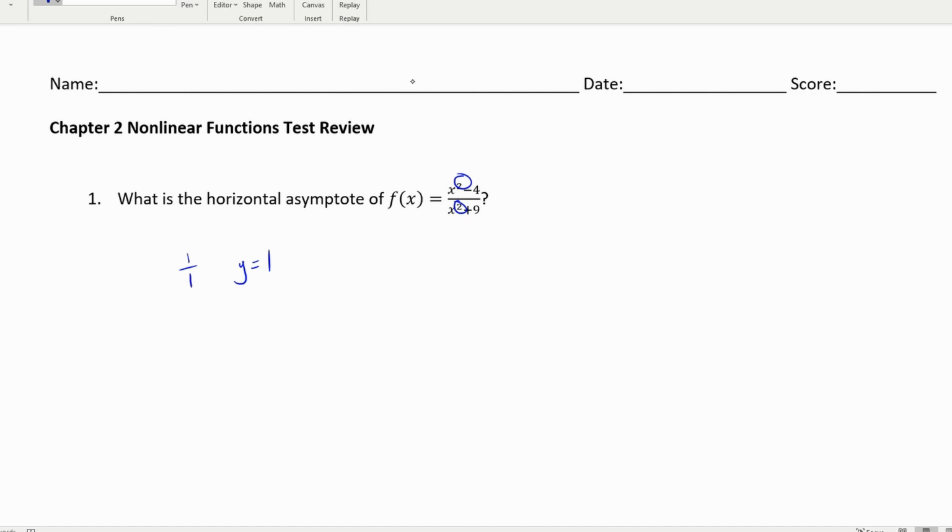Remember, if the denominator is greater, so if we had like x squared over x cubed in my denominator, then it would be y equal to 0. And if I had something where the numerator was larger, like x cubed over x squared, then we wouldn't have a horizontal asymptote for that function.